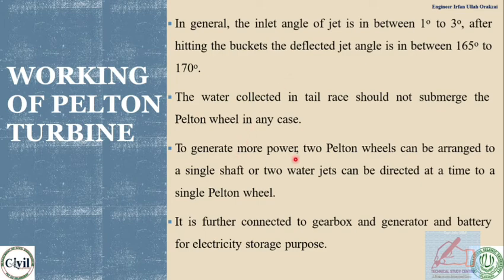To generate more power, two Pelton wheels can be arranged. More Pelton wheels means more water will be required and more energy will be generated. Or two Pelton wheels can be arranged on a single shaft, or two water jets can be directed at a time to a single Pelton wheel. In this case, the revolving speed of the Pelton wheel will be increased, and the two water jets are arranged such that both hit at the same time. It is further connected to a gearbox, generator and battery for electricity storage.